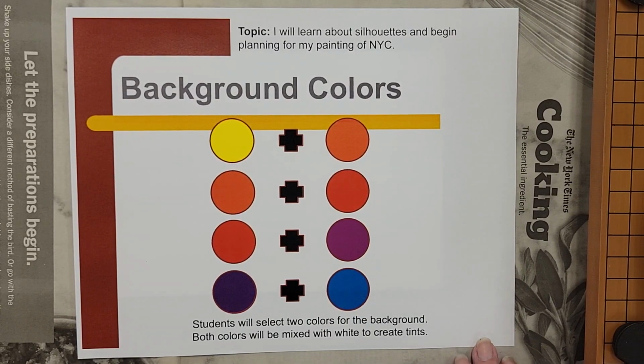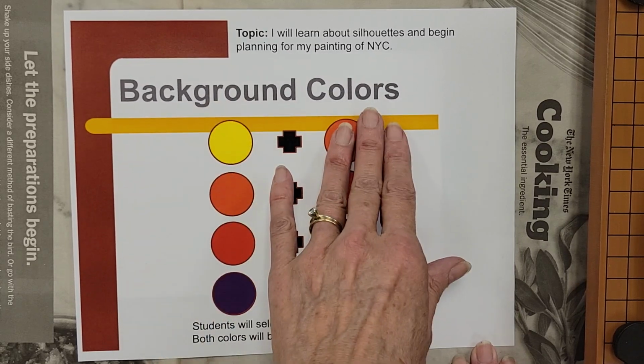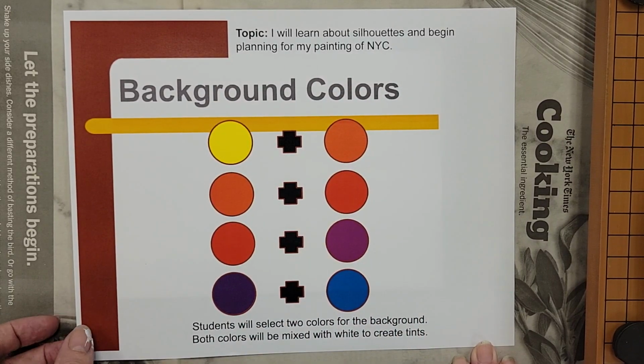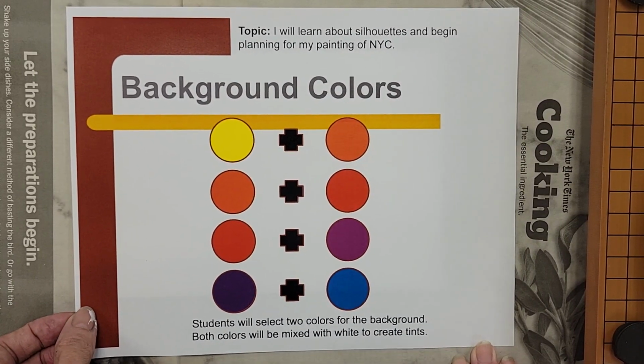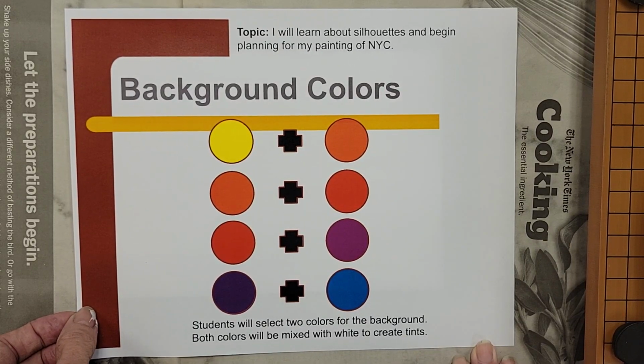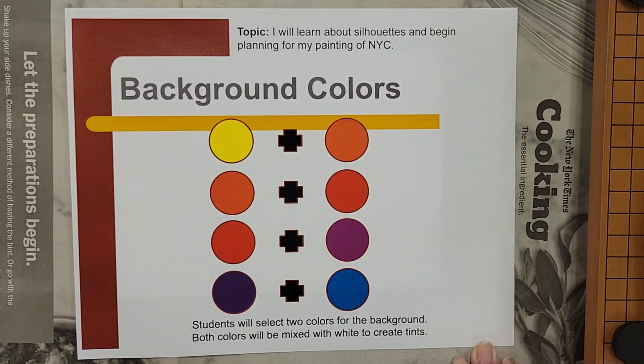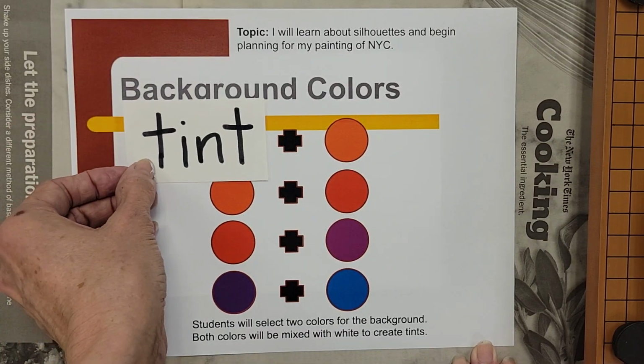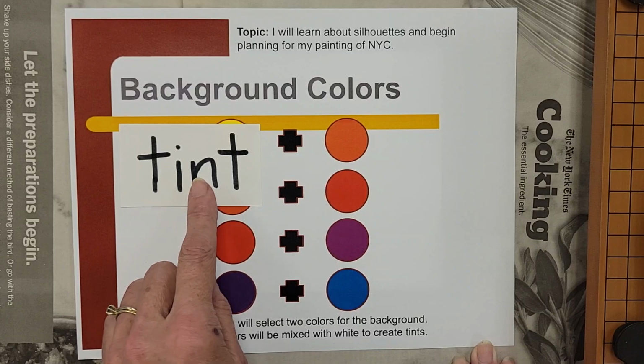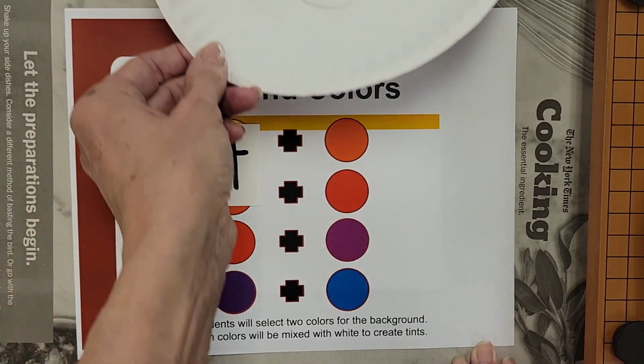Today we will be blending our background colors for our New York City silhouette paintings. So before we get started, there are a few vocabulary words that we need to go over. The first vocabulary word I have is the word tint.